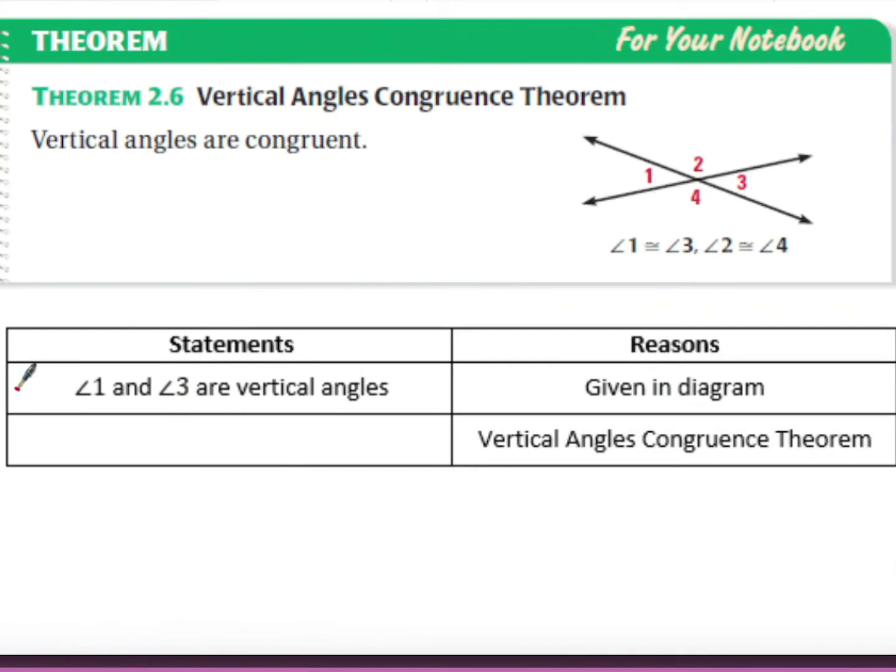So we can see vertical angles just given in a diagram. In this diagram, angle 1 and angle 3 are vertical angles. So what would we say using the vertical angles congruence theorem? It just allows us to write that angle 1 is congruent to angle 3.